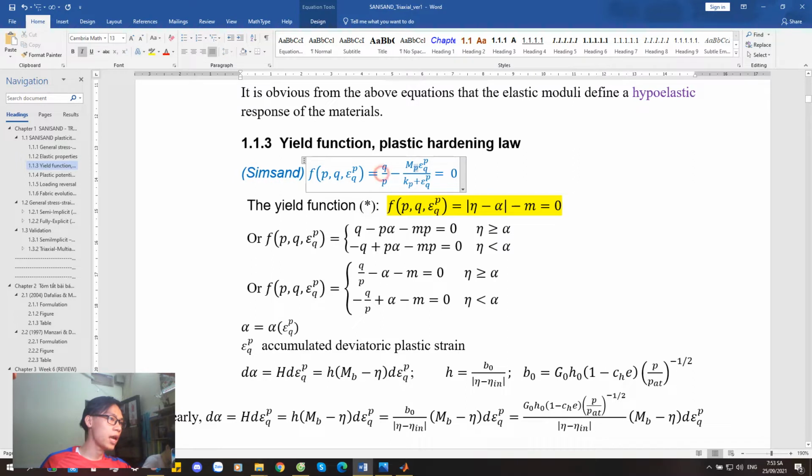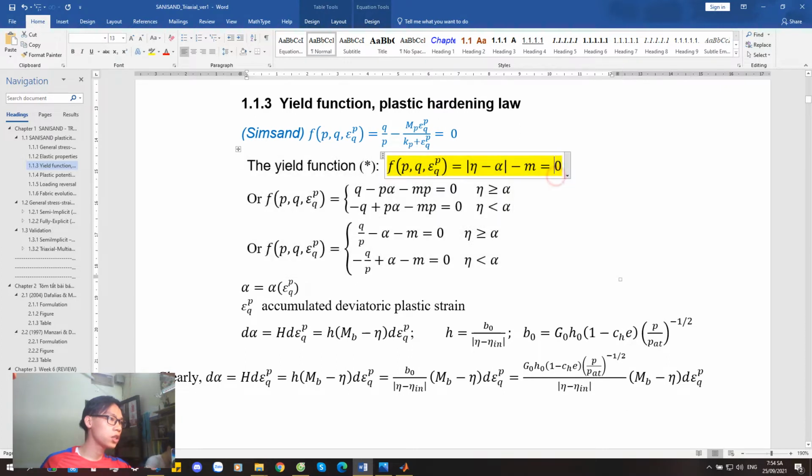With the Simpson, we had QP minus MP epsilon QP like that. It's the Simpson model. The Simpson model says that when epsilon QP changes, QP will move to MP when epsilon QP goes to infinity, and it just makes QP equal MP. But it can't capture cyclic.